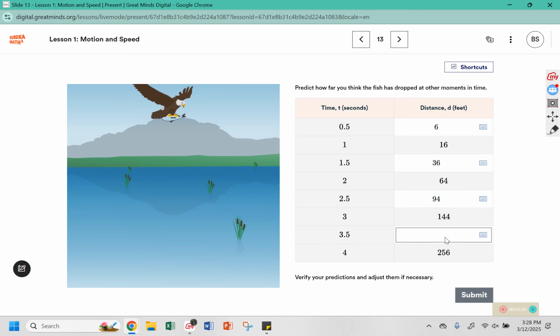From 144 to 256, it dropped another 112 feet. Well, half of 112 would be 56, but I might only add 50. So 144 plus 50 is 194.